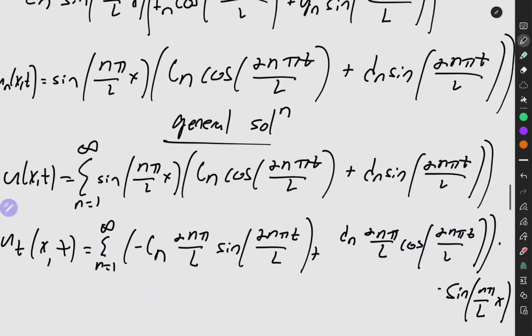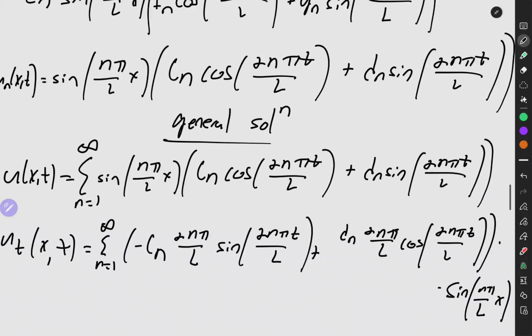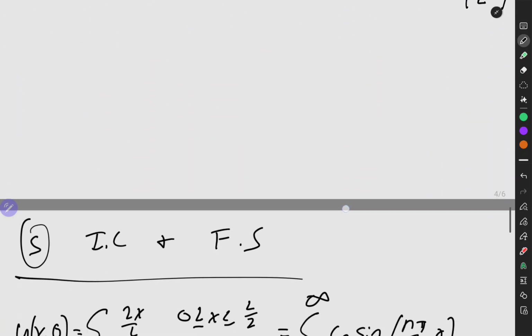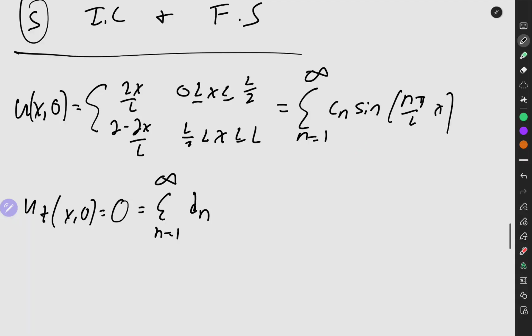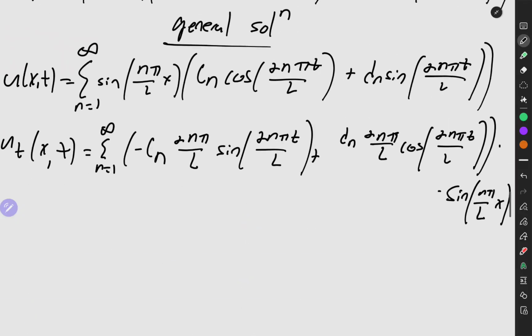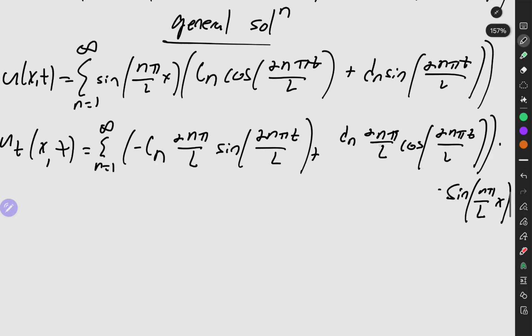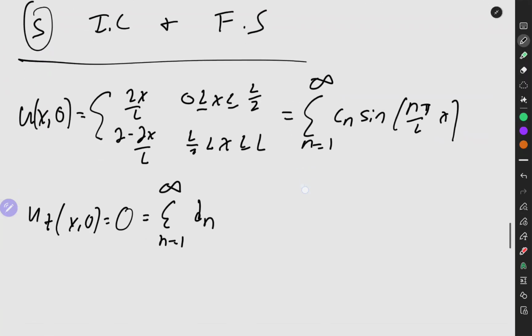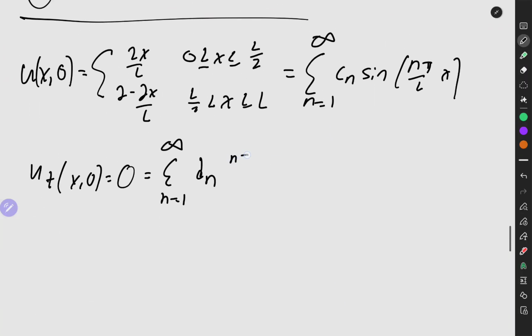I know it starts with d of n because the other one's going to be 0. Because now x is 0. Oh, wait. Excuse me. I'm looking at a u of t. Wrong one. So sine, cosine. This one goes to 0. D sub n alpha n pi over L times the same thing that's up there. Okay.